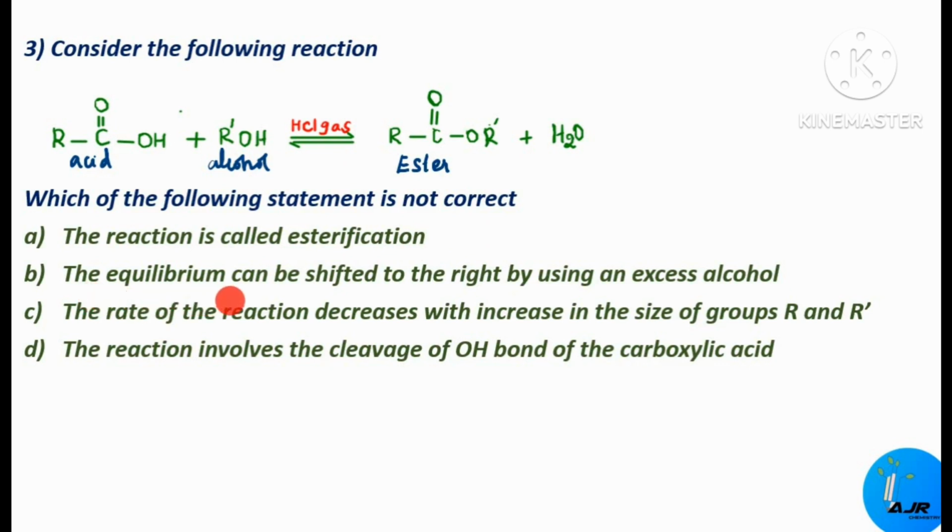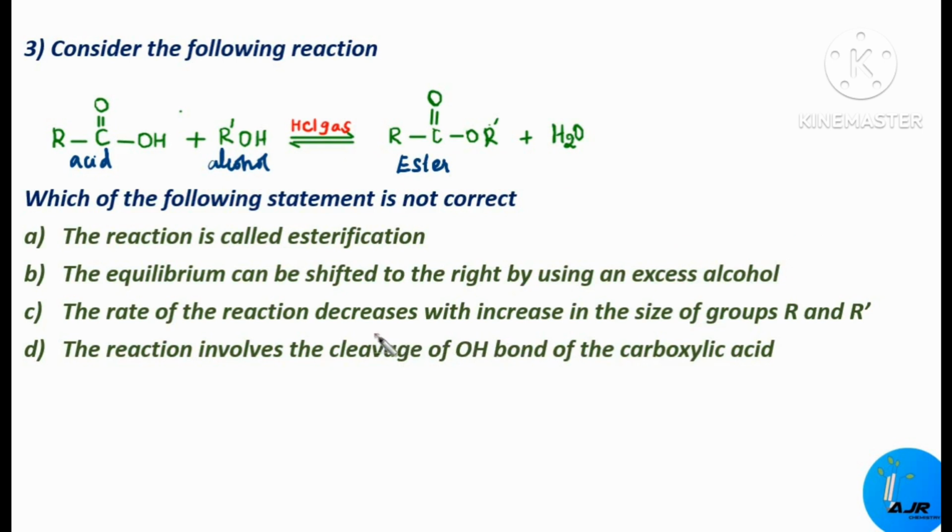Next one, the equilibrium can be shifted to the right by using an excess of alcohol. Yes, of course, the equilibrium can be shifted towards the right by using an excess of alcohol and also by removing water continuously from the side. When water is continuously removed, the reaction will be shifted to the right. And if we are using excess alcohol also, this reaction will be shifted to the right. So this statement is also correct.